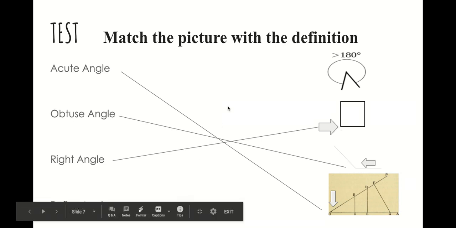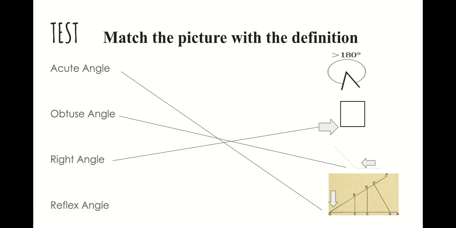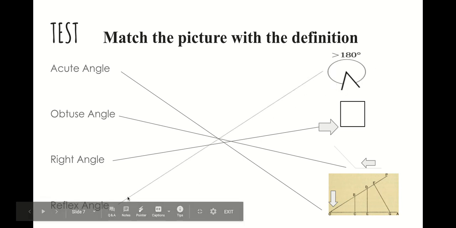And last but not least is reflex angle. We probably should have done that one first because that one's most complicated, but that shows us reflex angle. It must be right here. All right, well, you are correct.